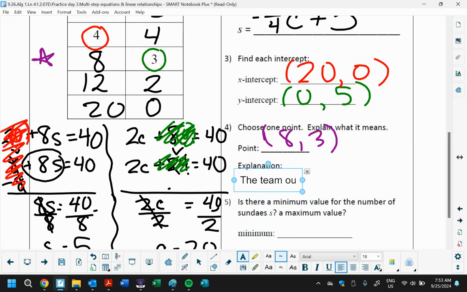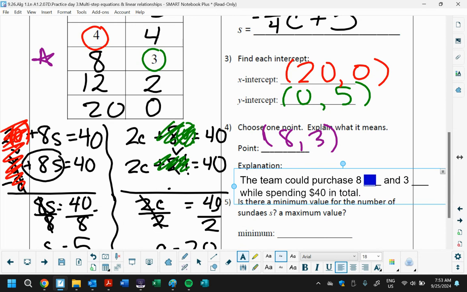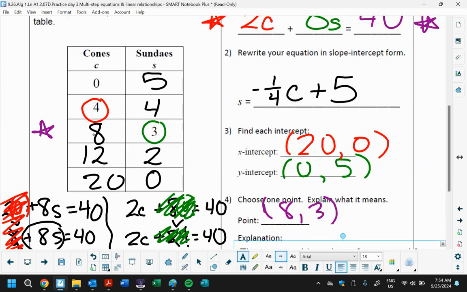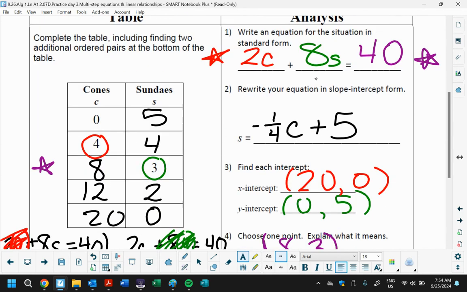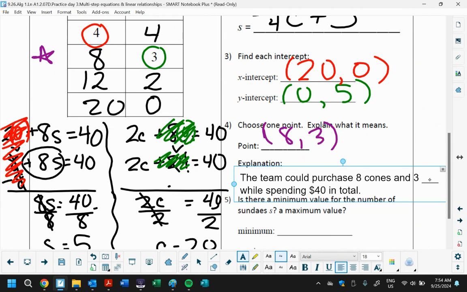The team could purchase 8 blank and 3 blank while spending $40 in total. Now, obviously your job would be to fill in the blank, right? In this case, it would be 8 cones, noticing that 8 is the x-coordinate, noticing that 8 is here in the cones table, noticing that 8 would be here on the horizontal axis, and then naturally that would leave us room for 3 sundaes.